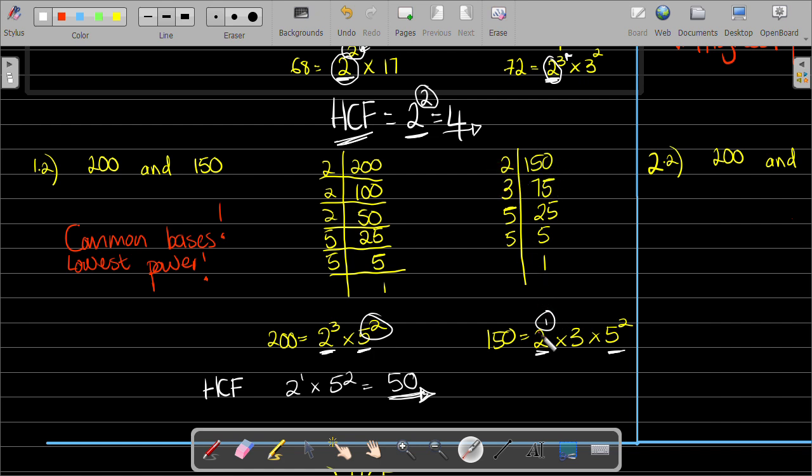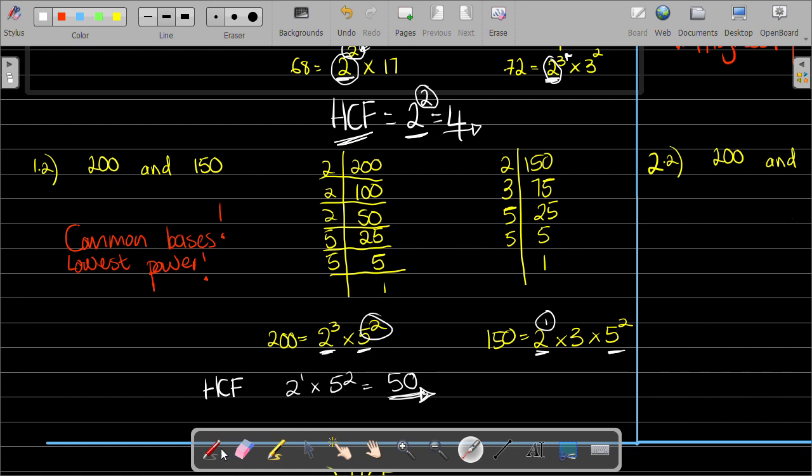So it will be 2. There's only one of 2, remember, times by 3, because there's a 3 here. So there's only one of them, and then times by 5. And there's 2 5's over here, so there will be a 2 over there. And then, guys, what are the 2 important parts? Common bases, the lowest power of them.